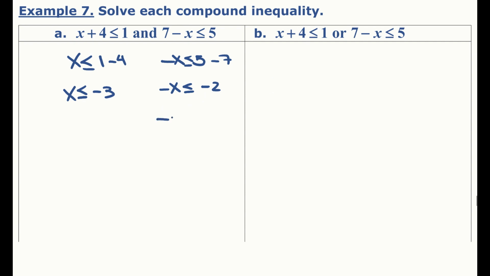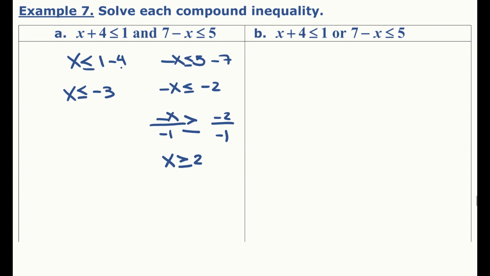Now we know that the moment we do that, because we are dividing or multiplying by a negative number, we have to change the direction of the inequality. So instead of less than or equal to, we get greater than or equal to. So basically we end up with x is greater than or equal to 2.